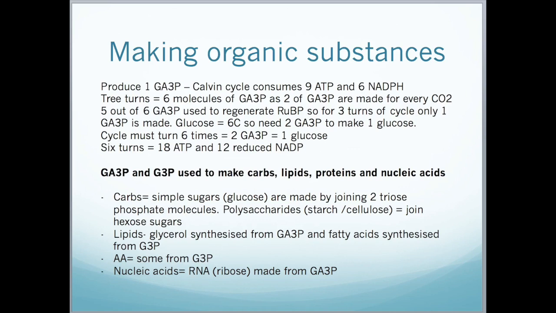We can also produce lipids, and these are made using glycerol, which is synthesized from triose phosphate, and fatty acids, and fatty acids are synthesized from glycerate 3-phosphate. We can also make amino acids, so some amino acids are made from glycerate 3-phosphate, and finally nucleic acids. So the sugar in RNA is ribose, which is made from triose phosphate.